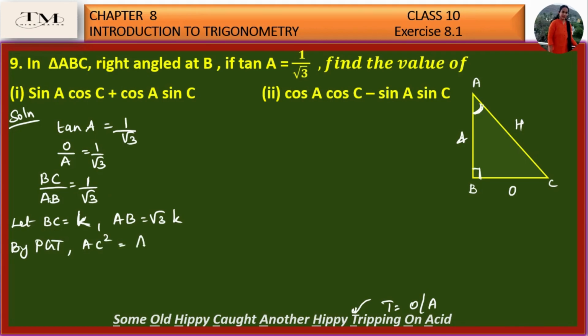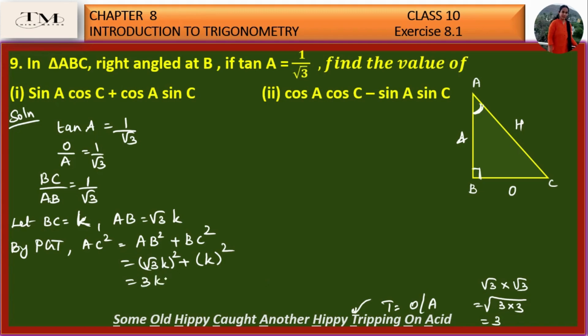AC square equal to AB square plus BC square. What is AB square? (Root 3k) whole square. BC is (k) whole square. So root 3 whole square, root 3 into root 3, so this is nothing but root of 3 into 3. If inside the square root a number is in pair, then answer is that number. So this is 3k square plus k square. So 3k square plus k square is 4k square.